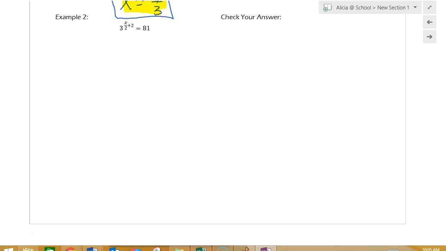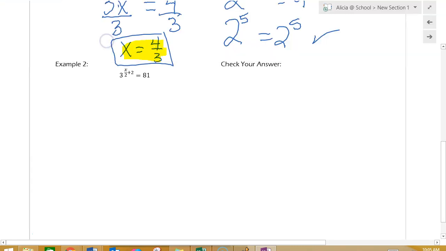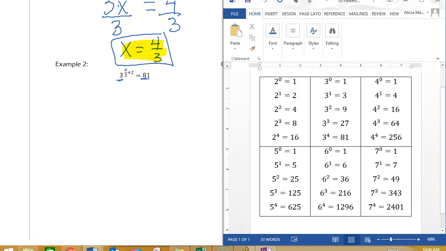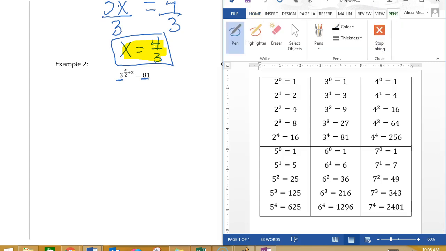In example 2, you see that my bases are not alike. I have 3 raised to the x over 2 plus 2 power equaling 81. This is a base of 3. This is a base of 81. I have to change 81 to have a like base of 3. So this is where that power cheat sheet comes in handy. If I pull that up, I'm going to be looking at these numbers. If I know that the original base was a 3 on the left side, looking at my 3s, so anything in these columns, what has that base of 3 that equals 81? Well, I see that right there. 3 to the 4th equals 81.